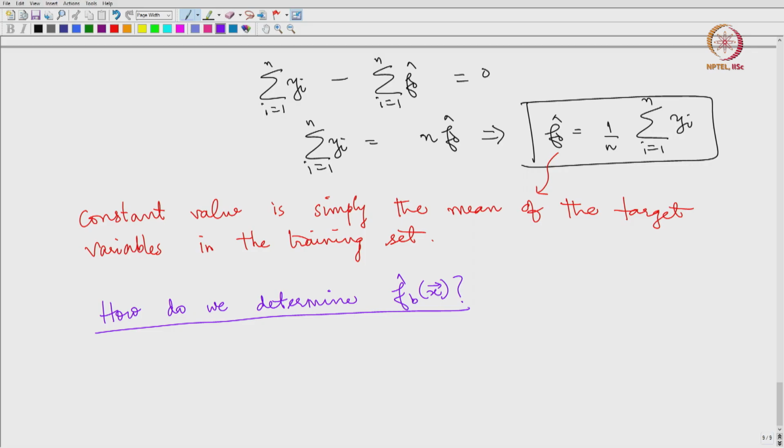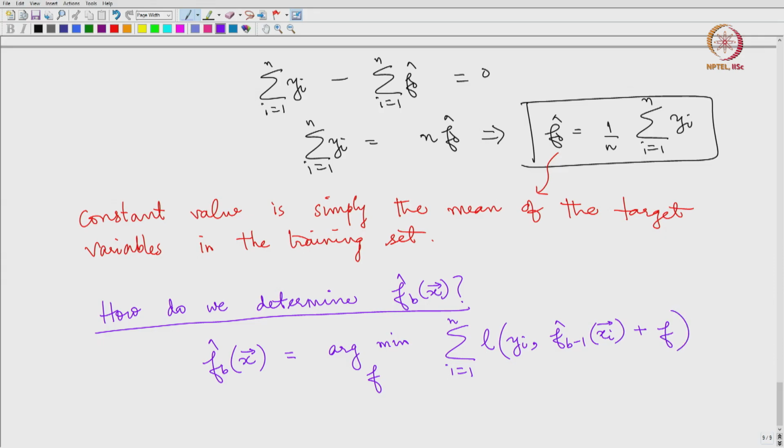Okay. So if you think about it, this function can be written as a minimization of the loss over various choices of f, and of course you have to aggregate the losses, the sum i going from 1 to n of the loss function for every point, and the loss function for every point will depend on the true value and the prediction that the previous tree had made, plus what we are correcting it with. So the function that we should correct it with, the optimal choice of this function, is what we will use to correct the error made.